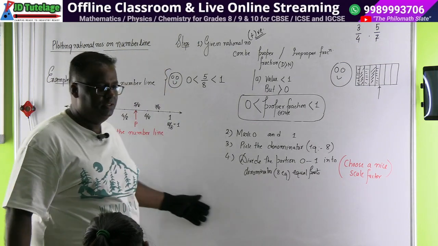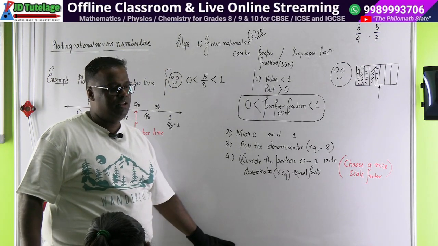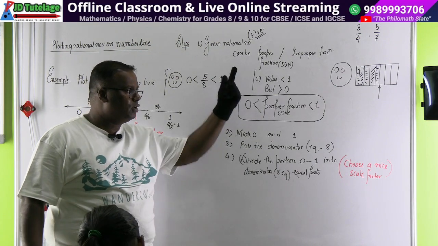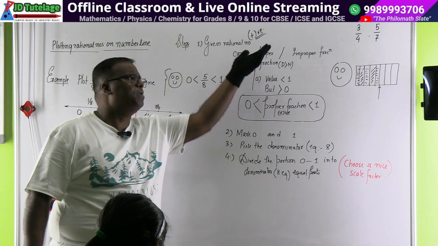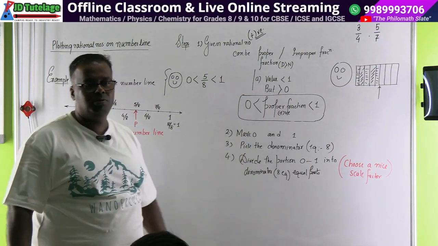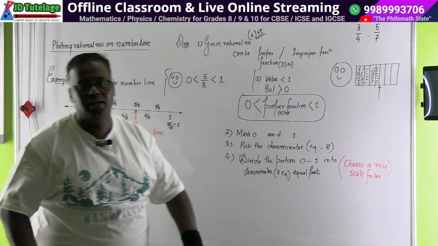इसलिए समझ में आया बच्चा? वो कर पाए 5 by 7. 5 by 7 में क्या करेंगे? डिनोमिनेटर को पिक करेंगे. कितना है? 7. 7 इक्वल पार्ट में 1 रखेंगे और फिर 5 पे सेल्फी पॉइंट. ए अविक साहब समझ में आया? हाँ जी सर.